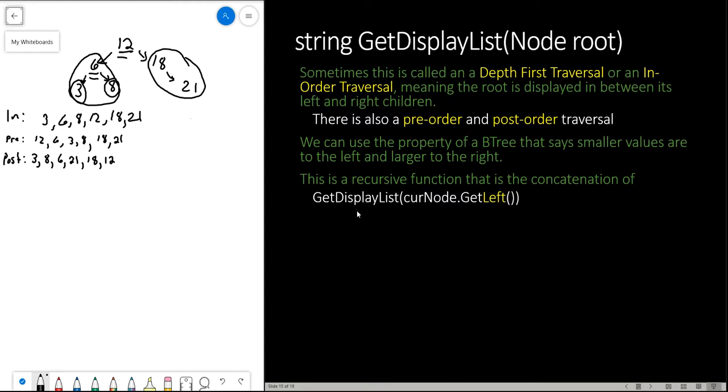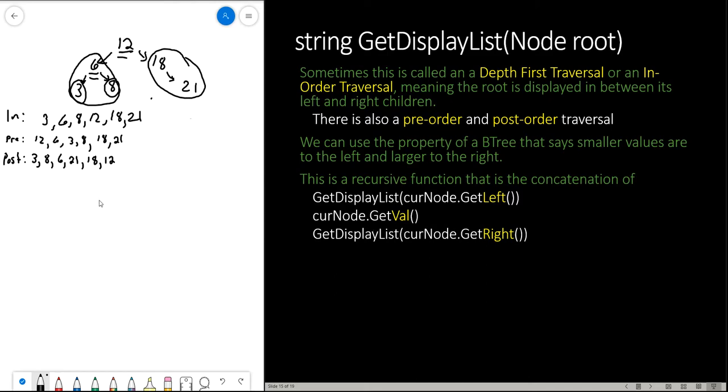First, say get display list of our current node dot get left. So whatever node, if we're starting out at that root, it's going to say get display list of our left child, which is that entire thing, which is what I just said a second ago, right? And then once we've done that entire left child, do me. Okay, now do my right child. Okay, so you can see how this will actually work recursively.